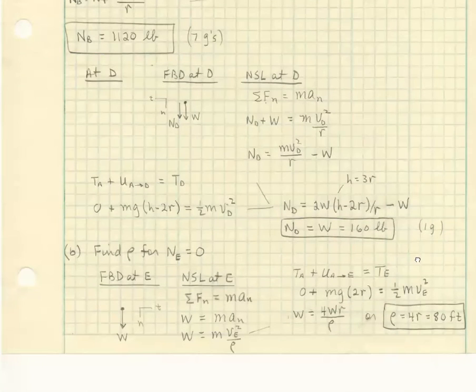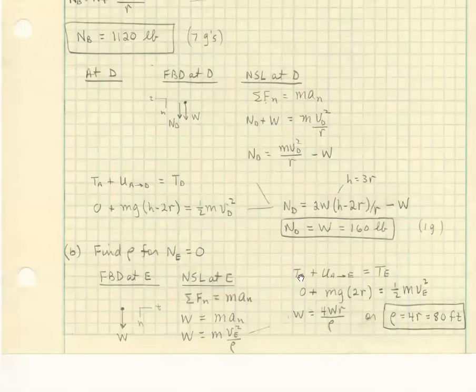All right, to find the rho, what you do is that at E, the normal force should go to 0. So if you look at the free body diagram at E, all you have is the W right here. So sum of the forces in the normal direction equal to m a normal, W equal to m a normal, and W equal to m v sub E squared over rho.